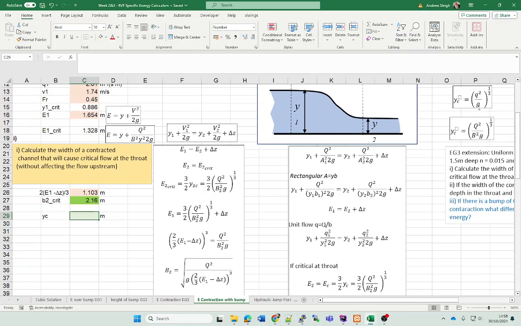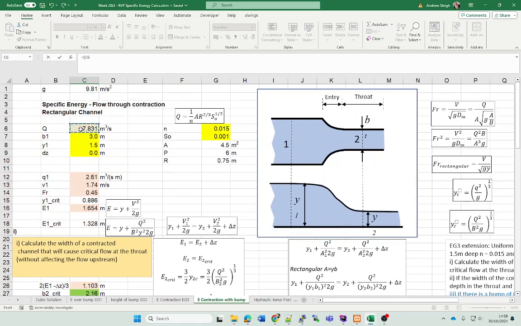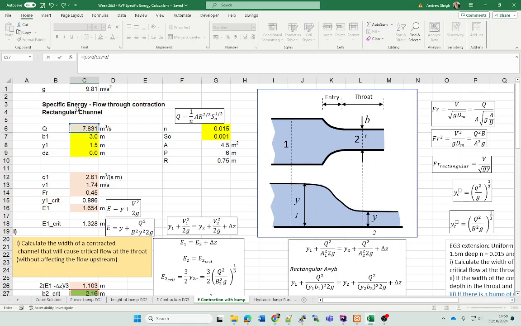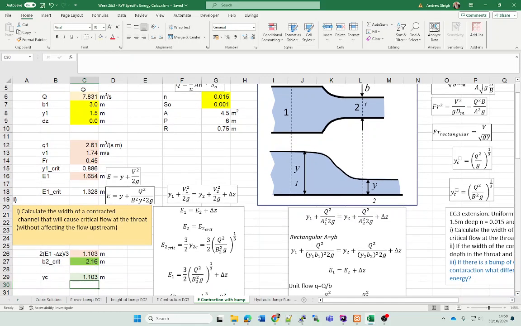Critical depth is our normal critical depth formula. You can have q squared over g, all to the 1/3, or capital Q over B, and I'll do that one because it just makes it clearer what we're calculating. So capital Q squared divided by the new B squared, divided by g, all to the 1/3. Gives me 1.103.